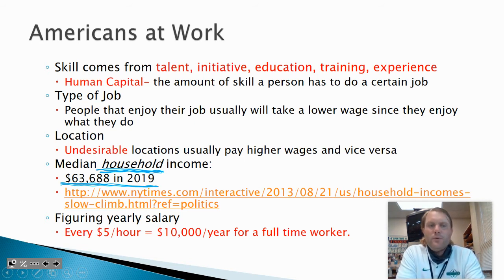Well, if you do the math, okay, if we take $5 an hour, you multiply it by 40 hours a week, assuming you work a full week, assuming you work a full year, okay, 50 weeks a year. I know there's 52. We're going to give you some vacation time. All right. If you multiply it out, for every $5 an hour you make, that's $10,000 a year.